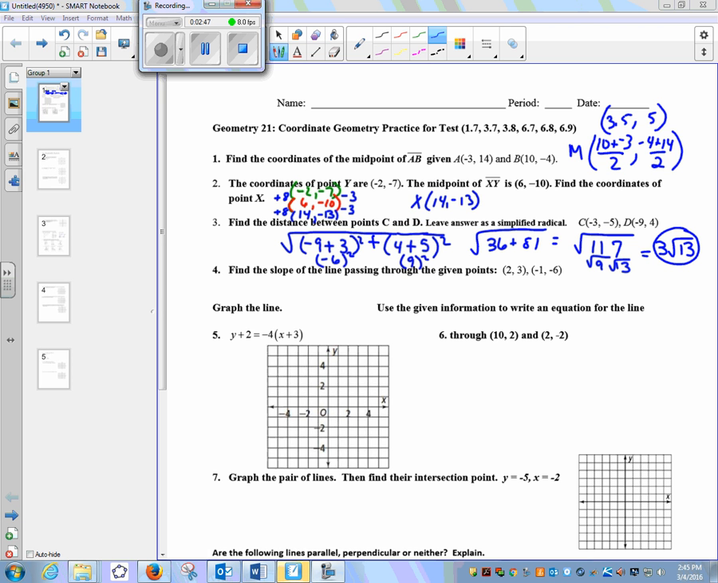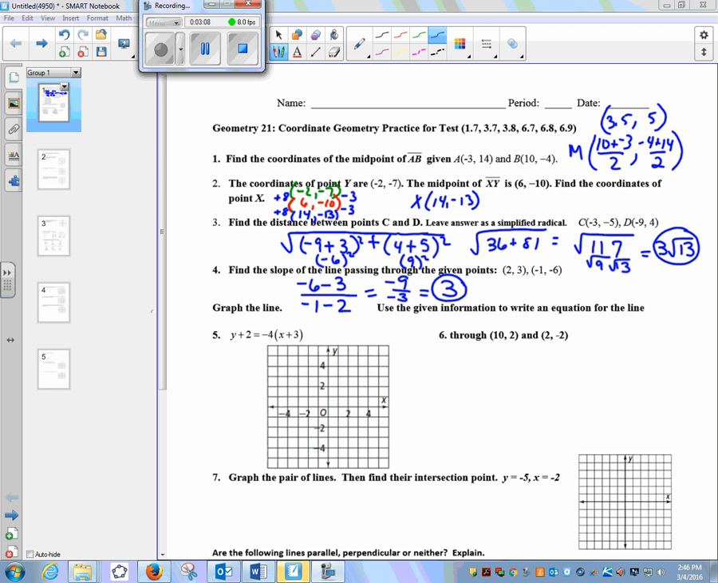Find the slope of the line. So this is just practicing all of these formulas. Negative 6 minus 3. Difference in the y's on top, negative 1, minus 2, difference of the x's on the bottom, that's negative 9 over negative 3. Negative over negative is a positive, so it's a positive 3.